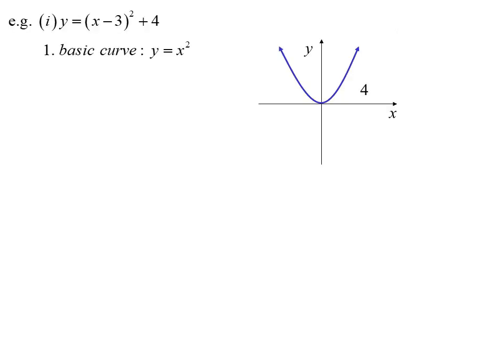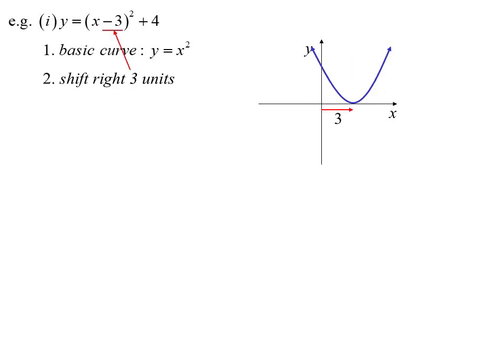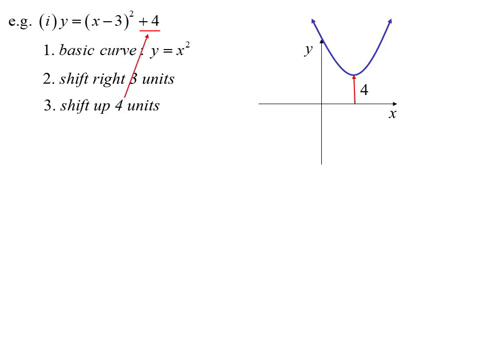We look at this, we go, well, our basic curve is the parabola, so y equals x squared. We're shifting it 3 units to the right, because that's the grouping with the x, and then we're shifting it up 4 units. And there's my new parabola.